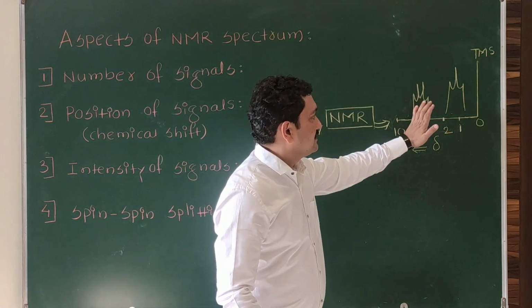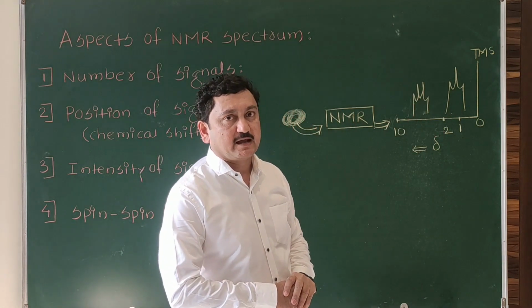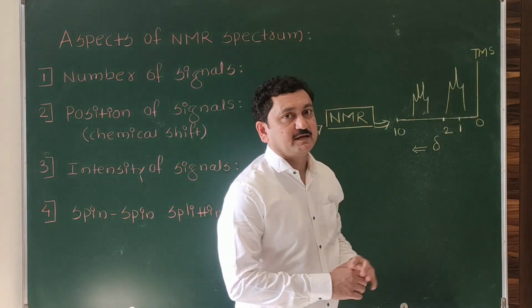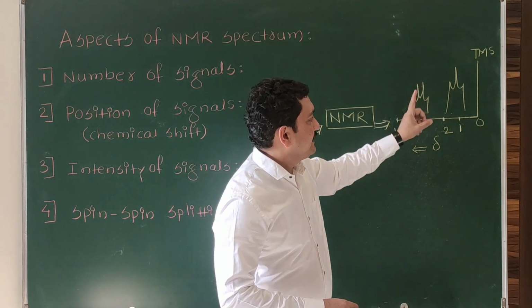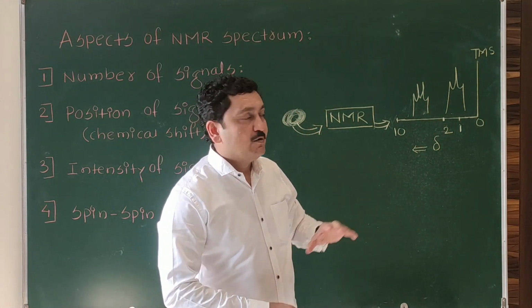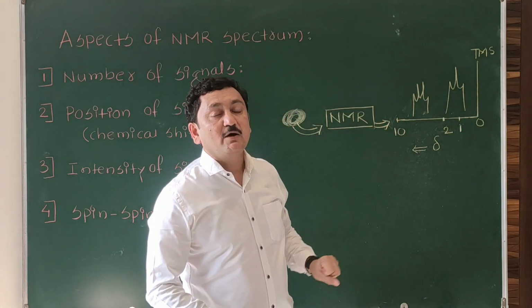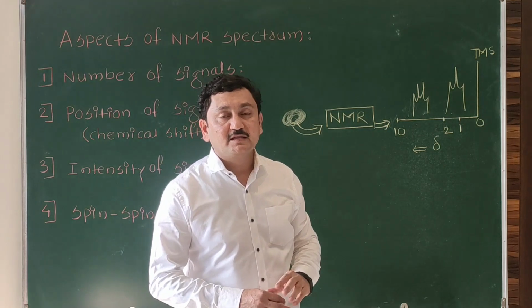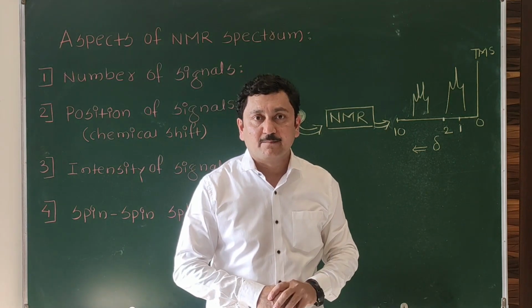NMR will provide us a graph. It is also called the spectra. This graph is delta value versus intensity of signal. This graph contains the signal of hydrogen of our unknown compound. We have to interpret the graph. We have to collect the information regarding the environment of hydrogen. Then we can determine the structure of the compound.